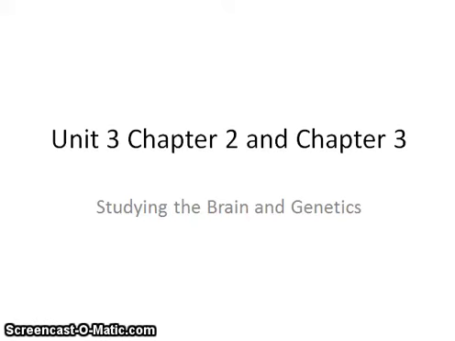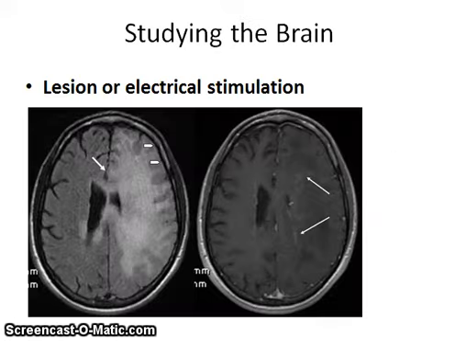Alright, this is going to be the last part of Unit 3 lecture on Chapter 2 and a little bit of Chapter 3. We'll talk about ways in which researchers can study the brain, and then we'll get into evolutionary psychology. So the two most prominent ways in which researchers study the brain is through either lesioning or electrical stimulation.